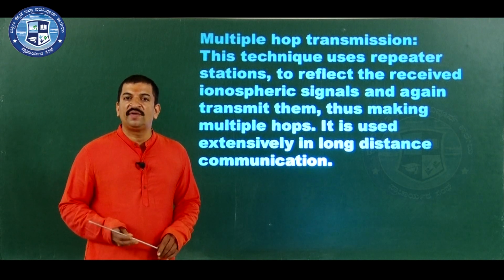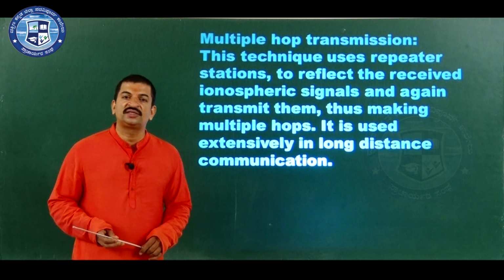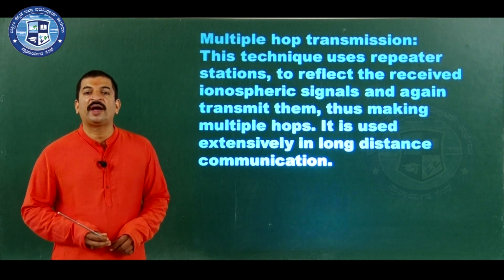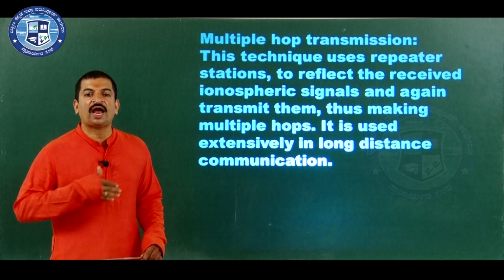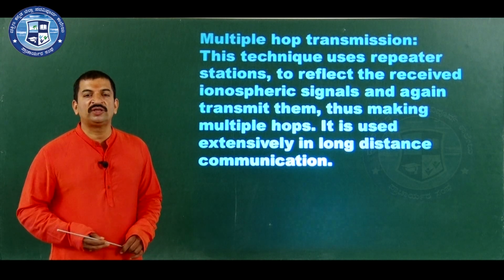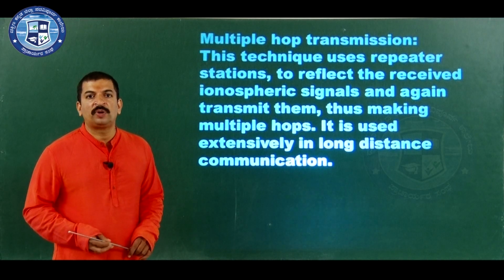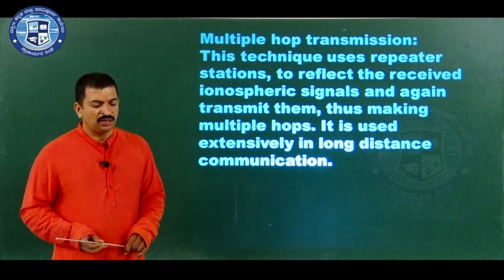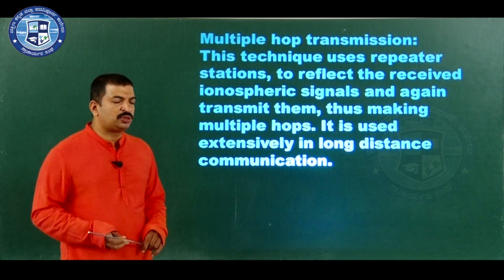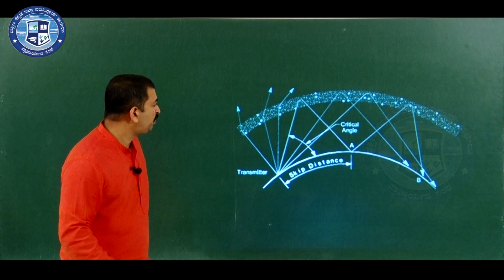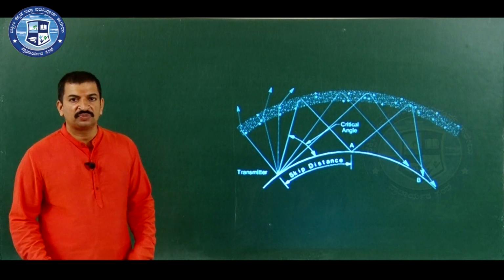Now, whenever the radio wave is incident on good conducting surface like salt water or sea water, it may take another reflection back to the earth, and signal can be transmitted to long distance with the help of this sea water, and is called the multiple hop transmission. There is one more technique used to transmit the signal to a long distance. It can be explained on the basis of this diagram.